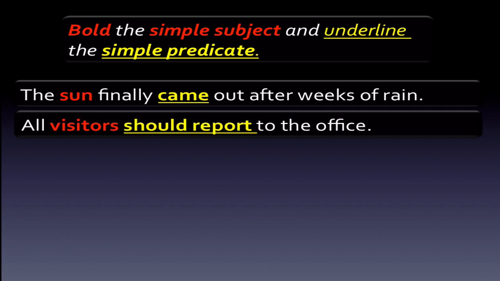All visitors should report to the office. What is my simple subject? All visitors, right? What the sentence is about: visitors coming to the office. So my simple subject, easy, visitors. What is my simple predicate? Should report. Why do I have should with the verb report? Oh, should is one of the helping verbs. So should plus the main verb report gives me the simple predicate.